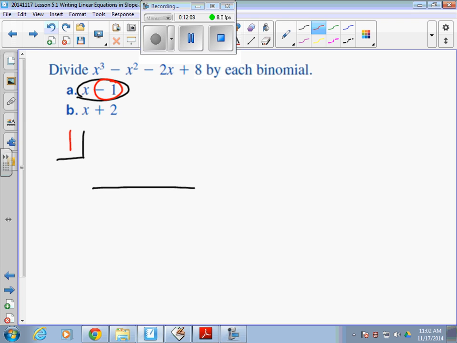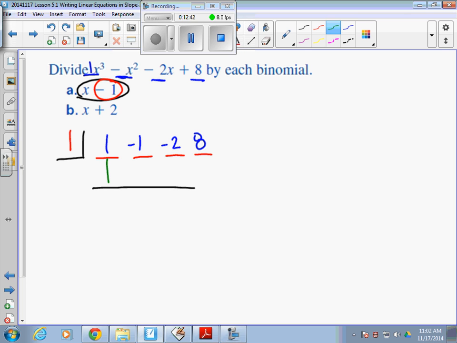Now, what am I going to put in all of my coefficient slots? The first one is going to be 1. So right here, 1. The next one is going to be what? -1. The next one's going to be what? Negative what? 2. And the last one's going to be what? 8. So those are the numbers you're going to put. From there, we're going to fill the rest of them in. Just bear with me.